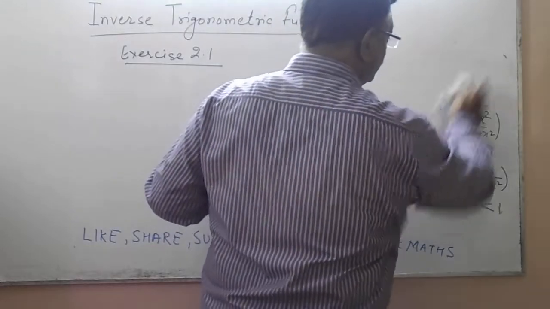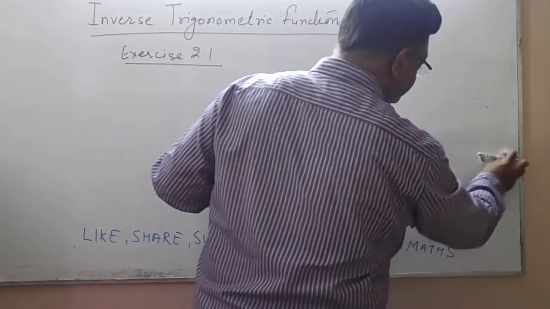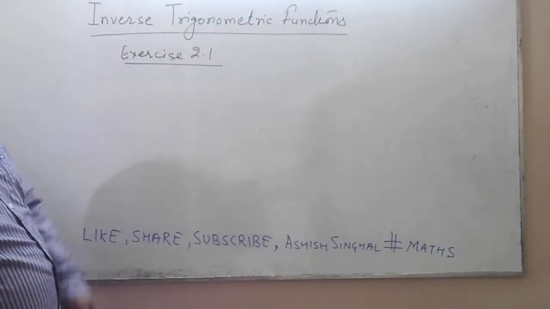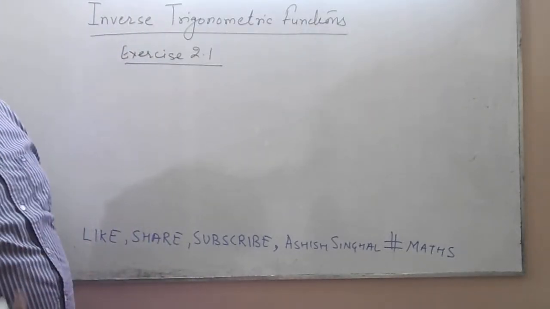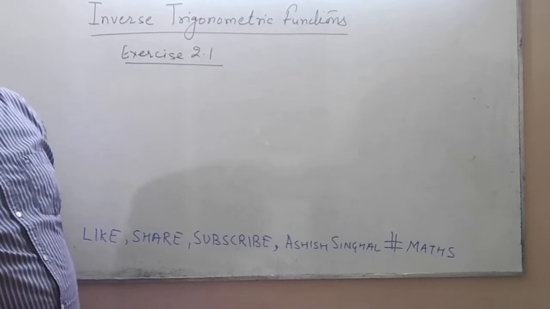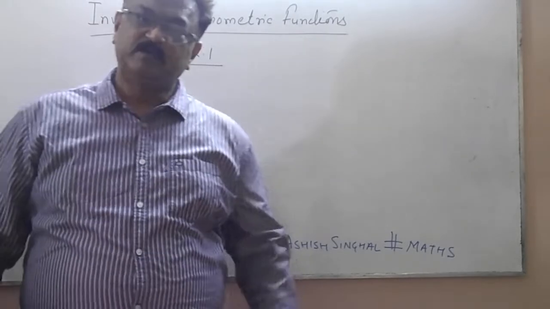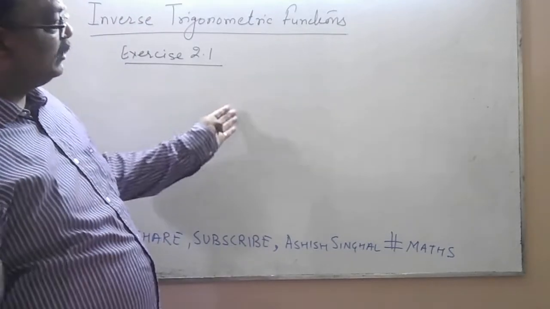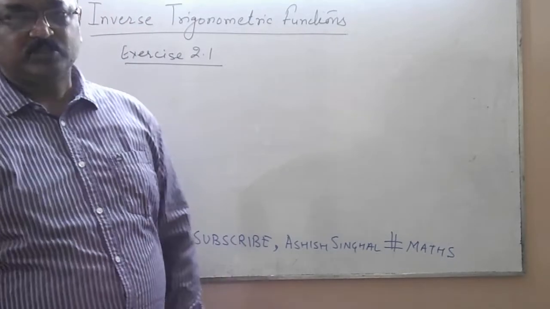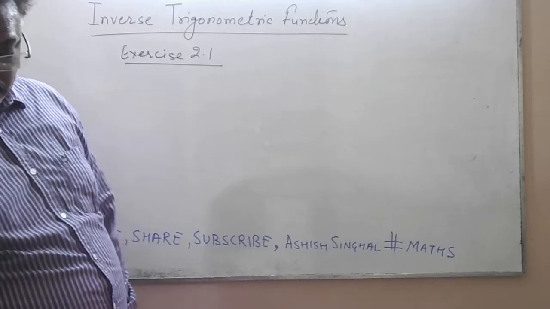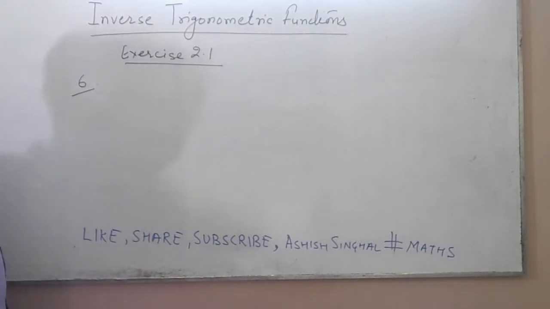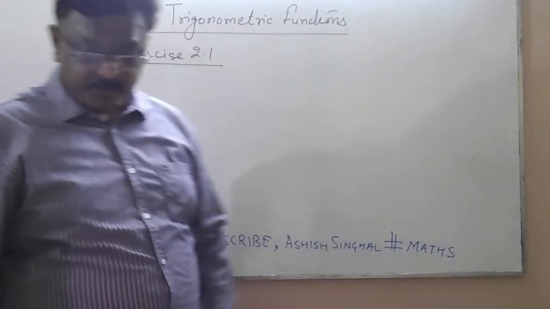Students, do revise these identities properly. You have already done them in class 11, the trigonometric identities. So this is just an extension of what you have done in class 11. If you are able to recall those identities, you can easily recall the inverse trigonometric functions identities. Now, we have to start with question number 6 of exercise 2.1.